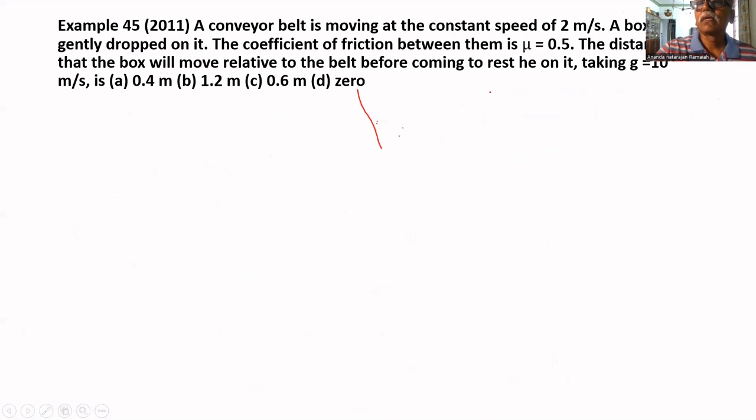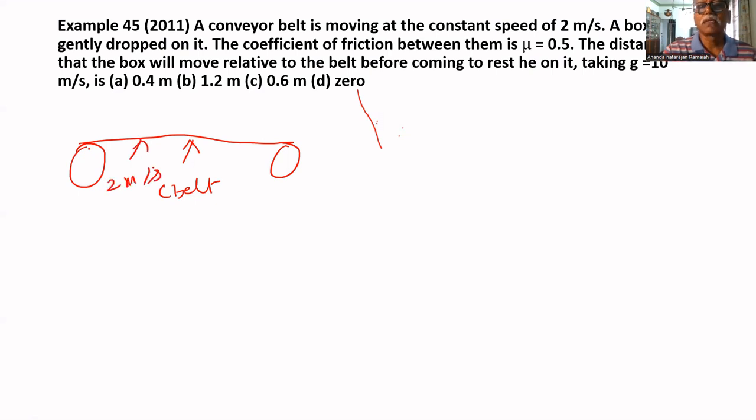A conveyor belt is moving at constant speed. This is the conveyor belt. The speed is 2 meters per second. One box is gently dropped on it. The coefficient of friction between them is mu equal to 0.15. The distance that the box will move relative to the belt before coming to rest is?